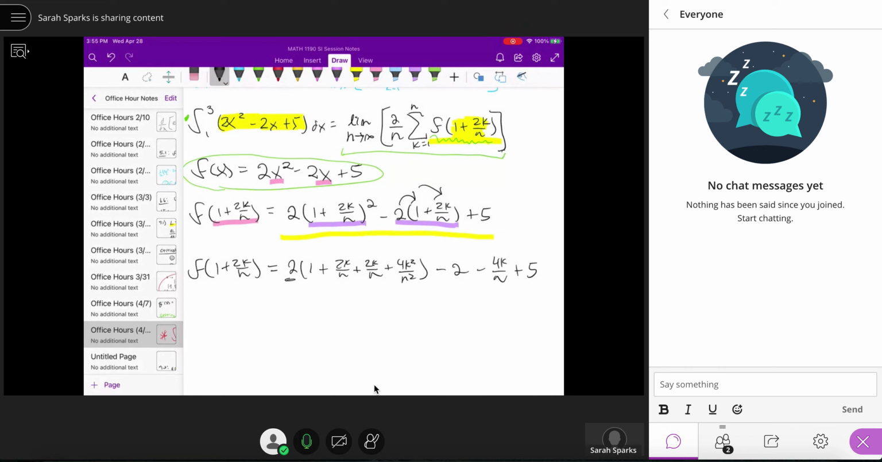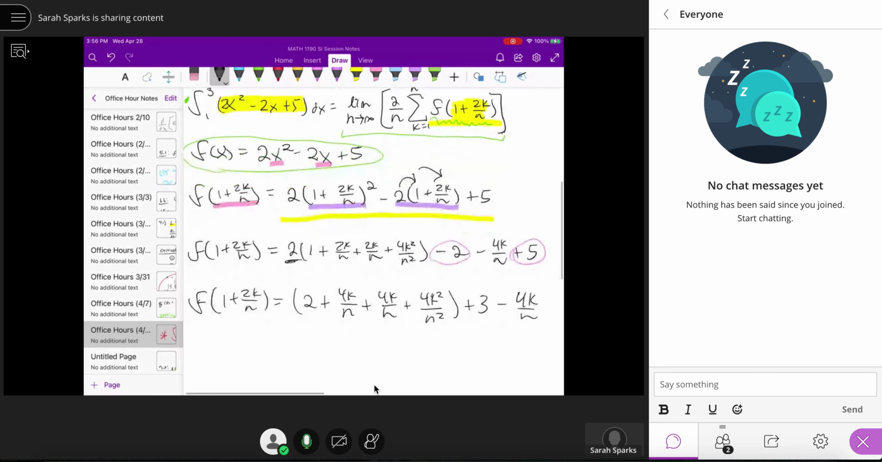And then we're just going to distribute that 2 everywhere. And then we can also combine this -2 and that +5. So we're going to get 2 plus, and then we can also combine those after. I'll do it after we distribute the 2. So we have 4k divided by n plus 4k divided by n, 4k squared divided by n squared. 5 minus 2 is +3, minus 4k divided by n.